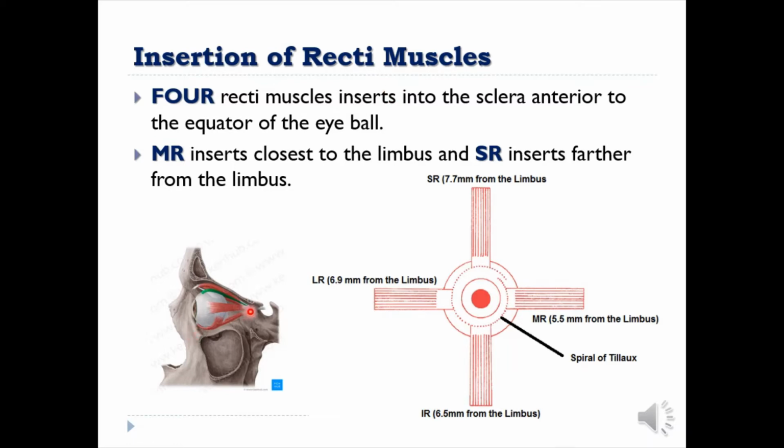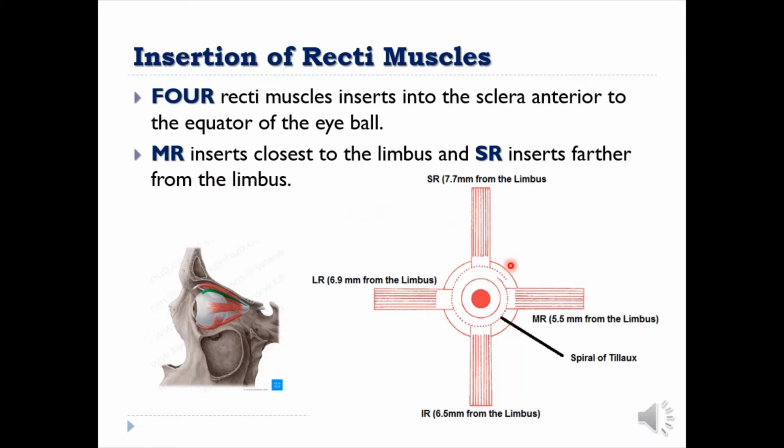So these four recti muscles, after taking the origin, or after beginning from the common tendinous ring, come forward. We will learn later how these muscles are coming forward, and then they get inserted onto the sclera. You can see that this muscle is coming and inserting to the sclera. All these extraocular muscles are inserting to the sclera, except levator palpebrae. Levator palpebrae superioris is inserting into the upper eyelid. So what is the location where these muscles are getting inserted onto the sclera? When we look at this, this is the cornea, this is the pupil, and this is the sclera. Superior rectus, medial rectus, lateral rectus and inferior rectus.